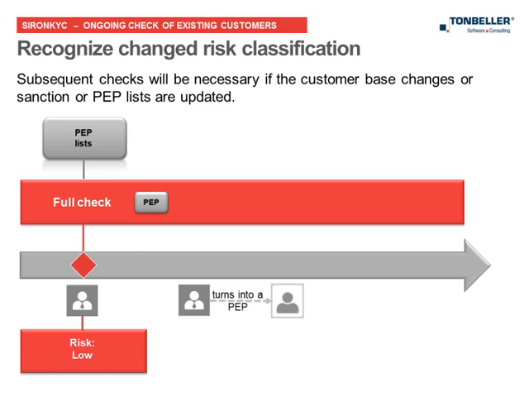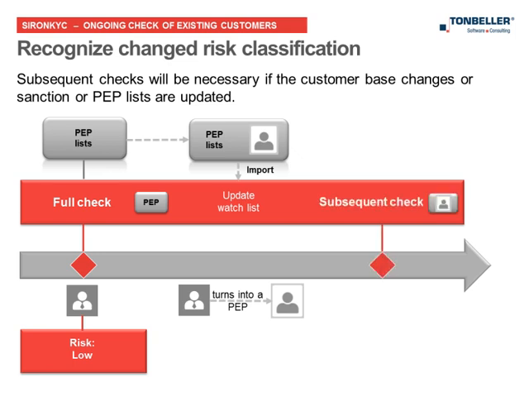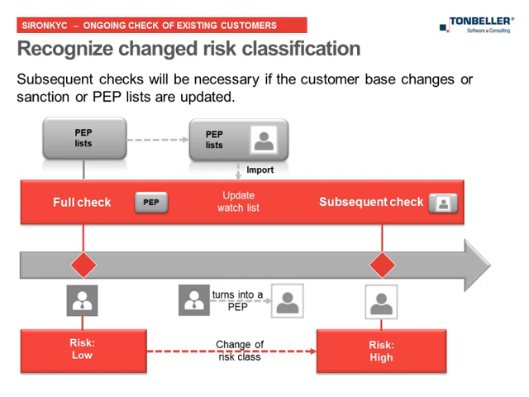Changing the risk classification in Siron KYC is easy. The data provider's updated PEP list is automatically loaded to Siron KYC. The next batch check identifies the person as high-risk customer.